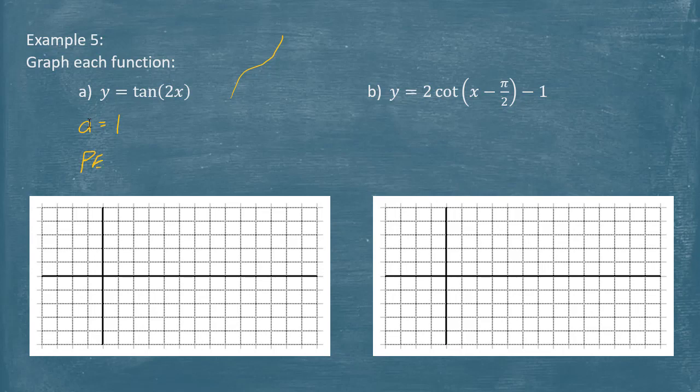The period happens to be changing. In this case, the period would be pi divided by that b value, so in this case being a 2 would be pi halves. And now I'll go ahead and take advantage of whatever that is in each of those cases as to how I'm going to label either my x-axis or y-axis.